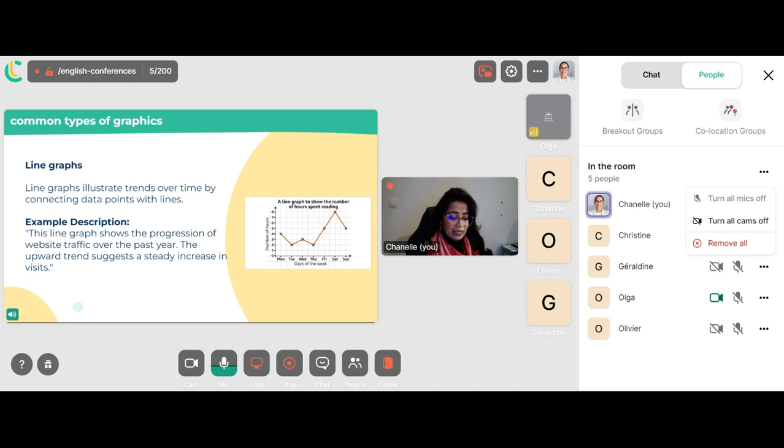The second kind of graphic that is most common is a line graph. Okay, line graphs illustrate trends over time by connecting data points with lines.